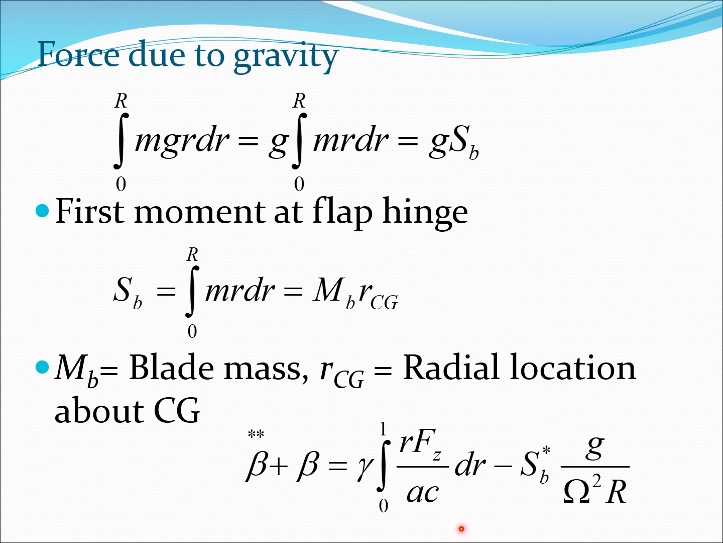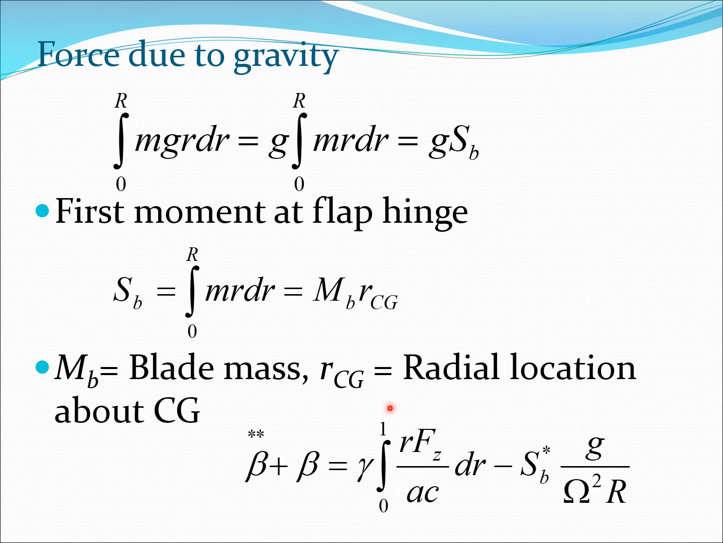Now, the first three terms we have seen before: beta double dot from inertia, beta from centrifugal force, and the AFC coming from the aerodynamic force. Now, this is the gravity term, and we are going to see how big this term is. You can clearly see this is a static load term, so essentially it is going to have some small impact on beta in a static sense.